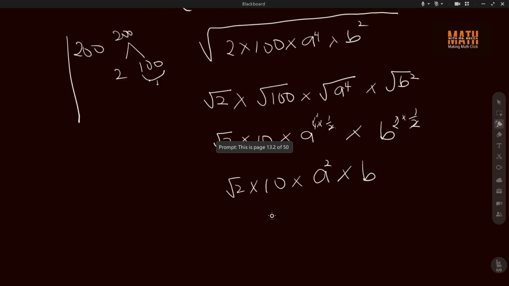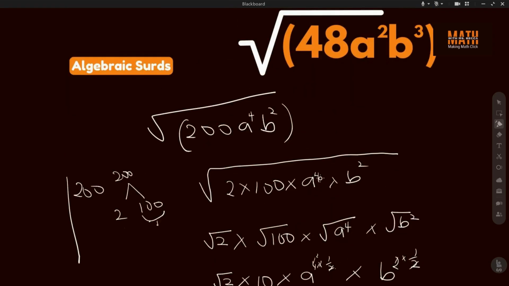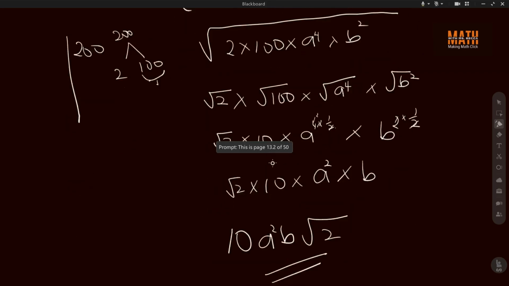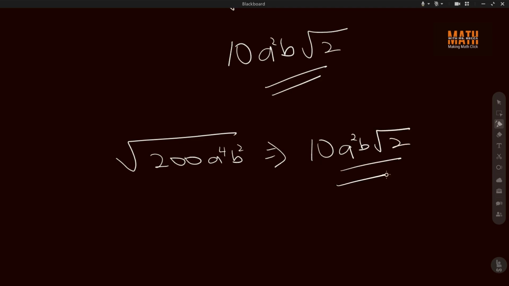Now let's put them all together. So that means we'll be having 10 a squared b and then root 2. So this is how to simplify this algebraic surd. So the square root of 200 a power 4 then b power 2, simplifying this surd we get 10 a squared b root 2, and that's it.